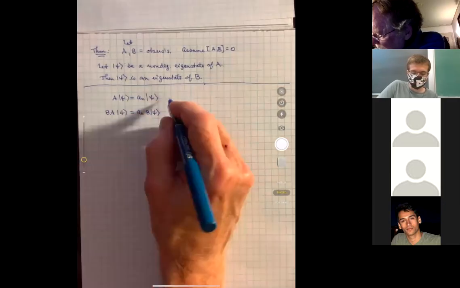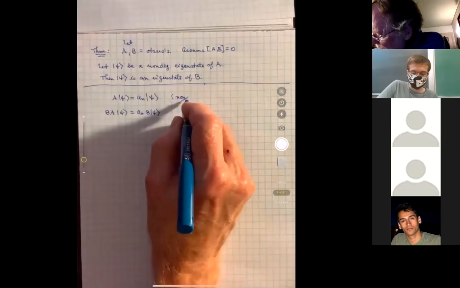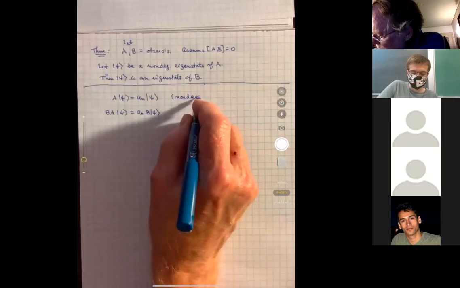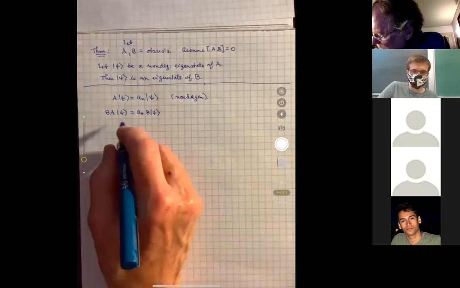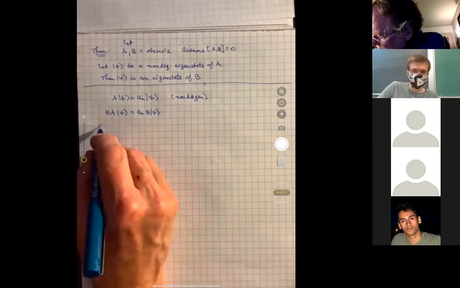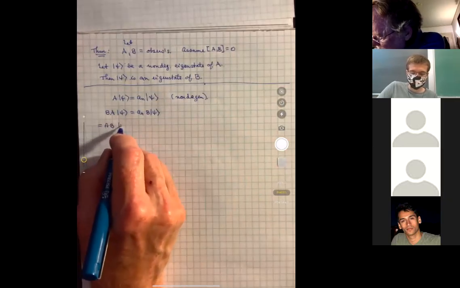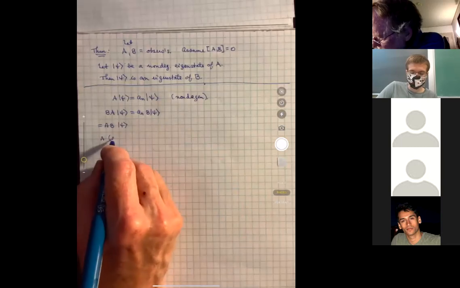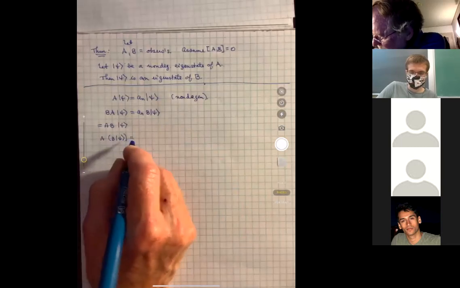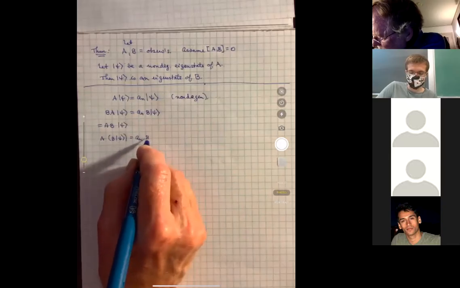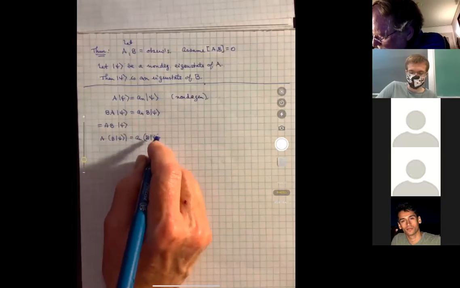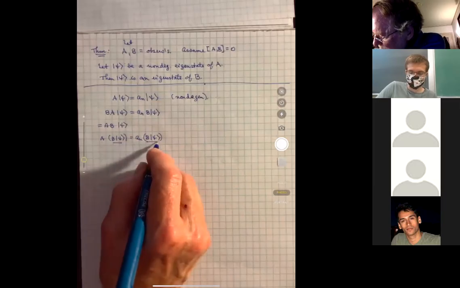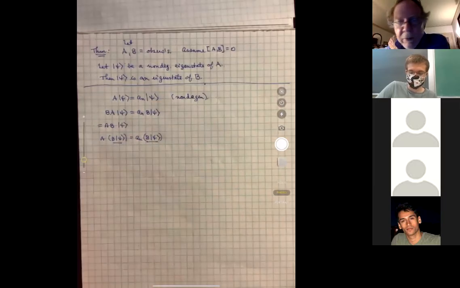However, this A psi, we said this was non-degenerate. That was part of the theorem. So BA psi is equal to A B psi, but that's the same thing as AB psi because A and B commute. And so what we get is A acting on B psi is equal to A_n acting on B psi. This is exactly what I did a minute ago, and it just shows that B psi belongs to the eigenspace of A with eigenvalue A_n.